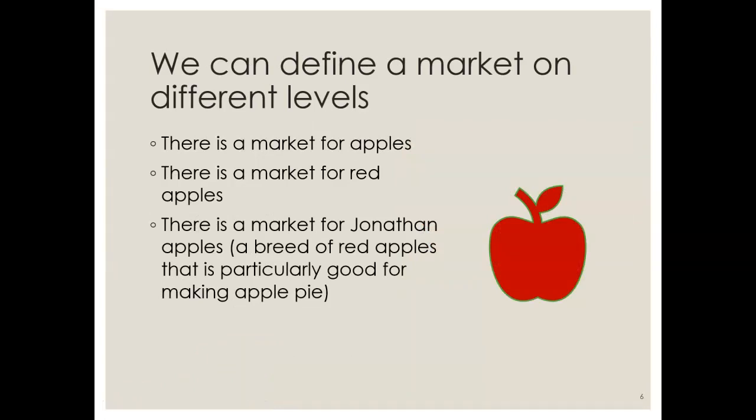Another way we can break down the levels in defining a market is by redefining the good slightly. We can talk about there being a market for apples in a particular place or nationwide. Or we can talk about there being a market for red apples. Or we could talk about there being a market for Jonathan apples, which is a particular breed of red apples that's really good for making apple pies.